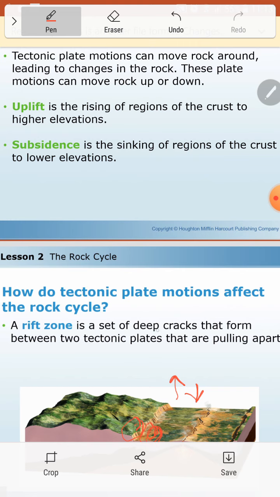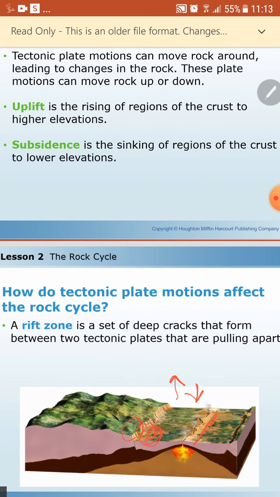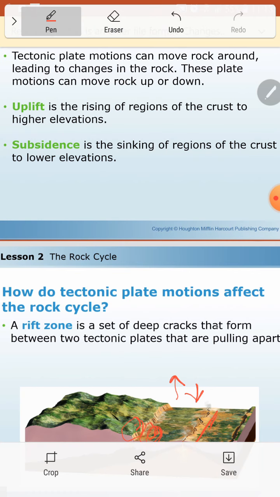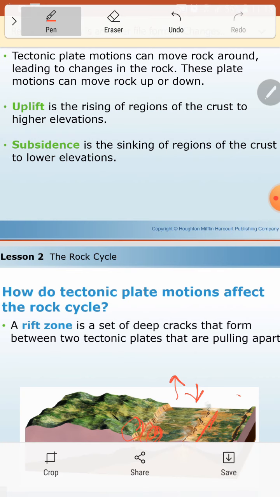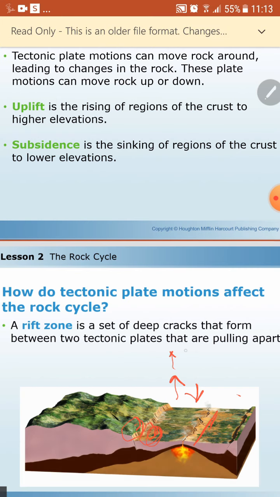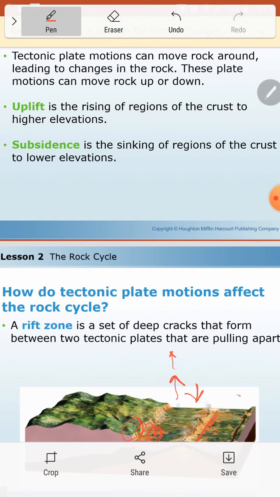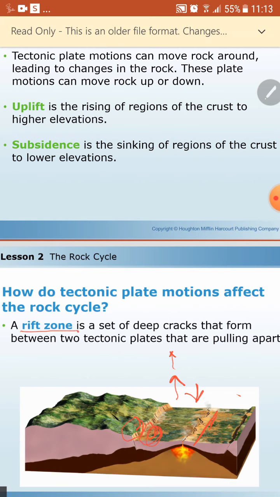Okay, finally, what is the rift zone? It is the set of deep cracks. This is the crack. The deep cracks that form between two tectonic plates that are pulling apart. As you see here, these are two tectonic plates pulling apart. One goes up, the other goes down. So this crack between them is called the rift zone.